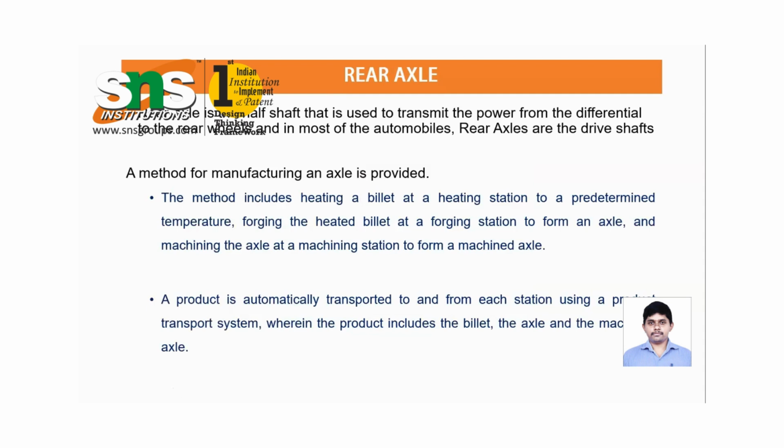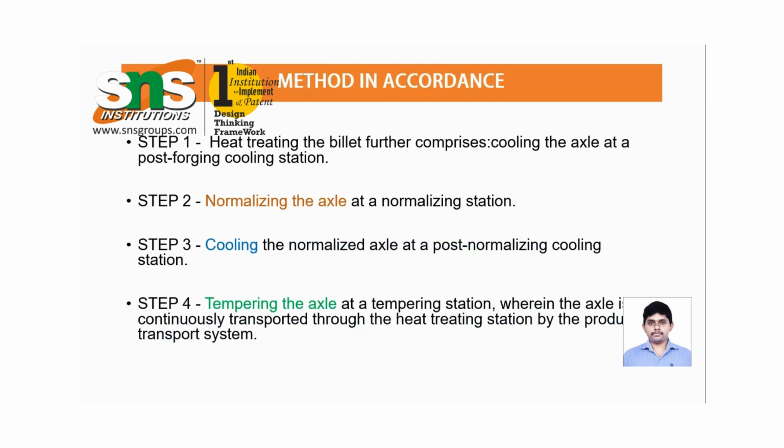Overall, in this method a billet is heated in a heating station, the heated billet is forged, and then machining takes place. The product is automatically transported to and from each station using a product transport system. Here is the step-by-step procedure. The first step is heat treating of the billet. Second, cooling the axle after forging. Third, normalizing the axle. Fourth, cooling the normalized axle. Fifth, tempering the axles at the tempering station, where they are continuously transported with the help of the heat treating station.